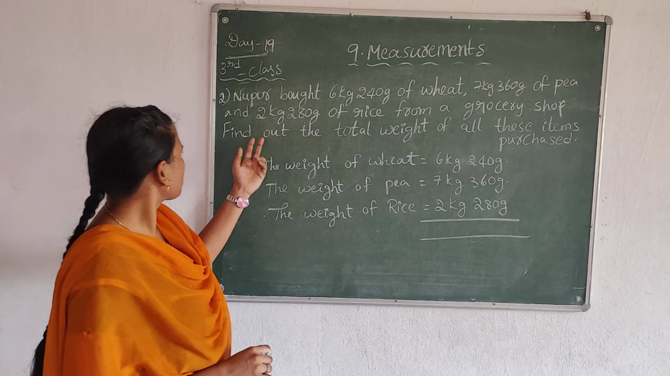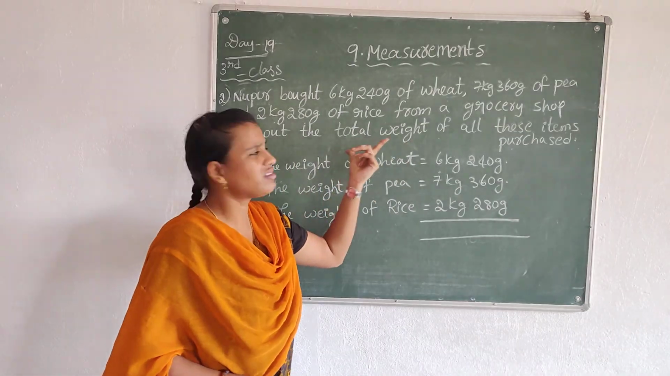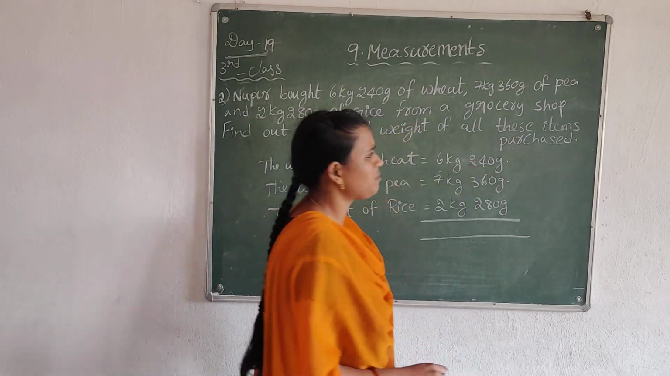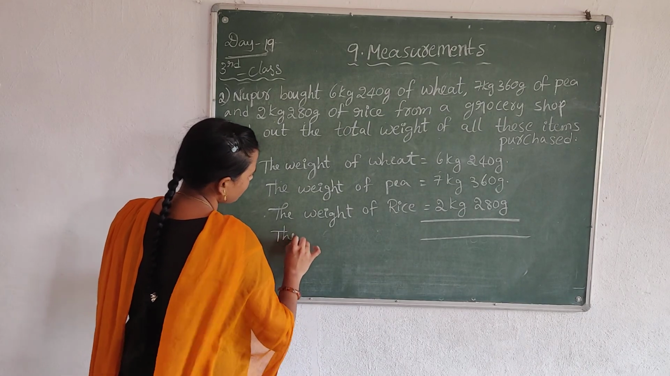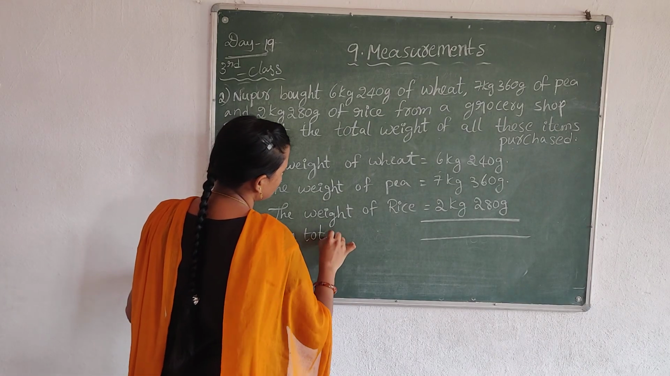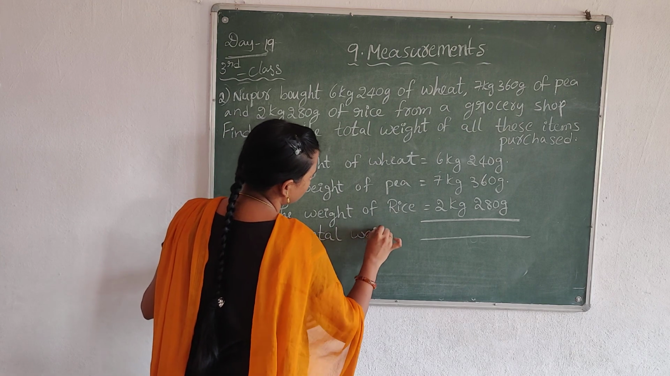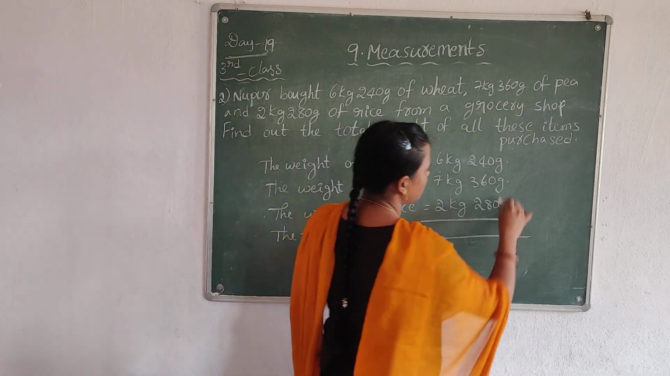Next, see. Find out the total weight. How much is the total weight? He is asking to find out the total weight of all these items purchased. So, the total weight equals, let's do it.